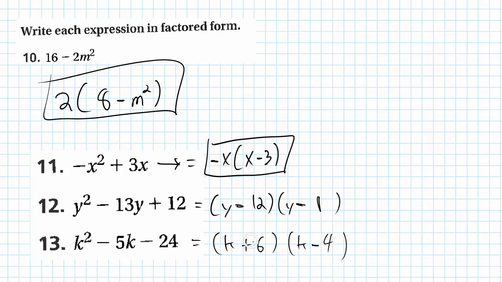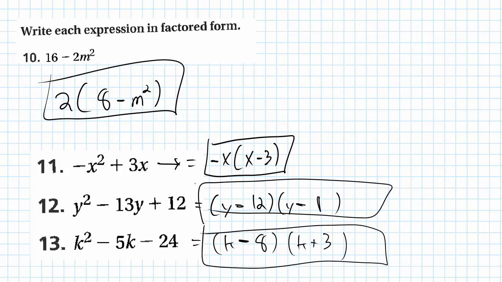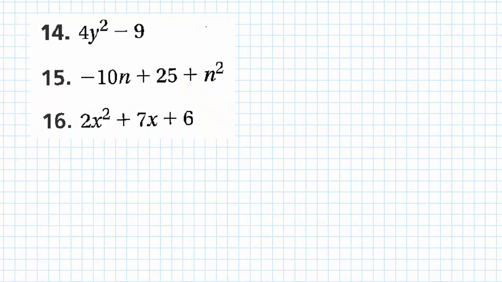For number 13, I'm going to keep trying factors of 24 until I get some that sum up to negative 5. 6 and 4 don't work, 12 and 2 don't work, 24 and 1 don't work, but 8 and 3 will work. But here's the problem. If I do k plus 8 and k minus 3, I get a plus 5k. I want a minus 5k. So I just switch the signs, because the numbers were right, the signs were wrong, and that's how to factor that one.